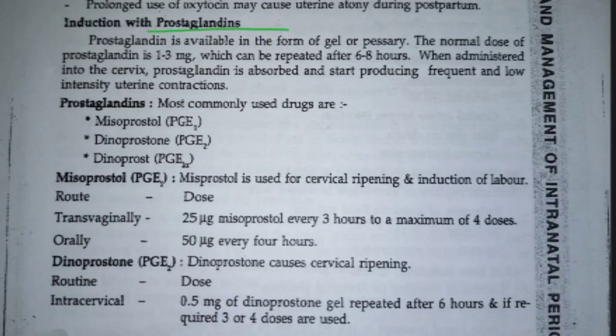Prostaglandin is actually available in the gel form as well as in the tablet form. We have 3 options for it: misoprostol, dinoprostone, dinoprost. These 3 mainly function to induce the labor by ripening the cervix. Now, how is the dosage provided? Transvaginal, that is in the form of gel ointment. 25 microgram will be provided every 3 hours and 4 times it should be provided. Then automatically the normal delivery will start to begin.